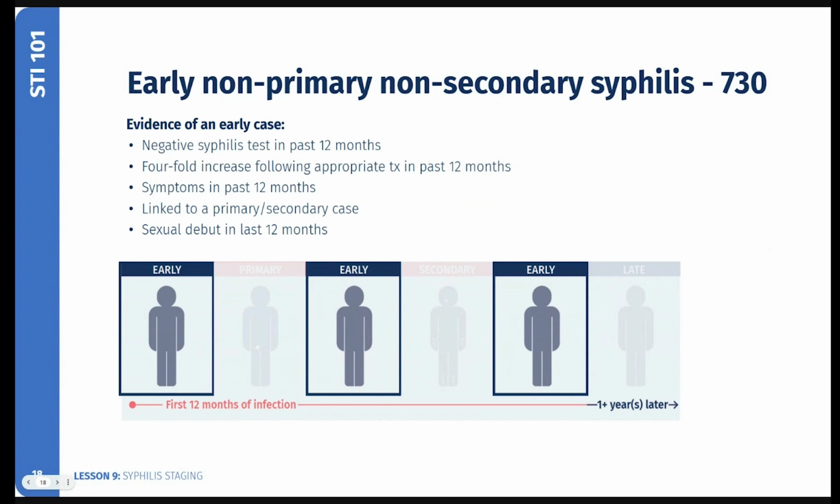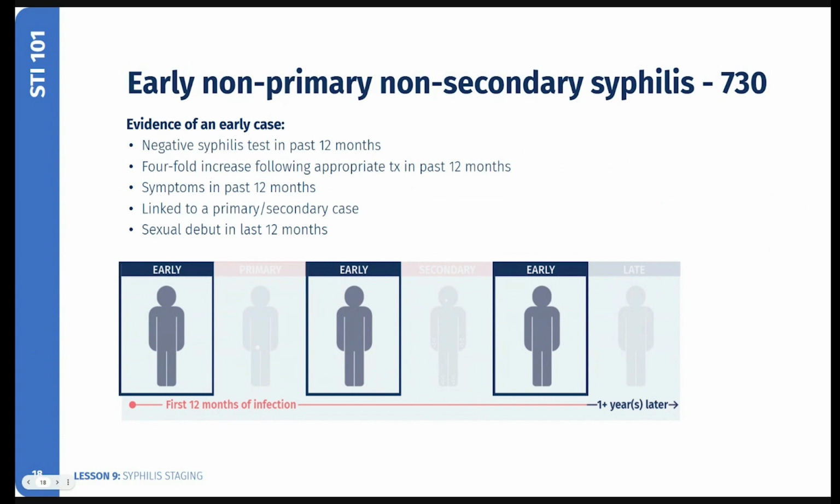Here are some examples of evidence you could use in your investigation to support your justification for staging someone as an early case. If you have a history of negative syphilis tests in the past year for someone who is asymptomatic, they would be staged as early. If you're ever working a co-infected HIV case, remember persons in HIV care should receive syphilis testing annually, so you may be able to get a history of a negative result from their HIV care provider.